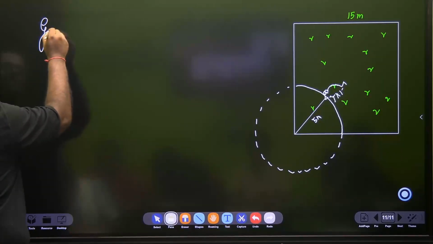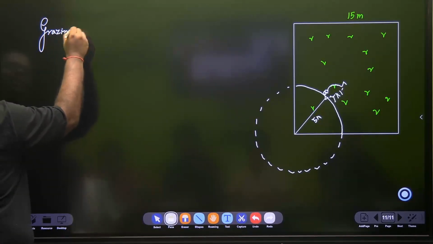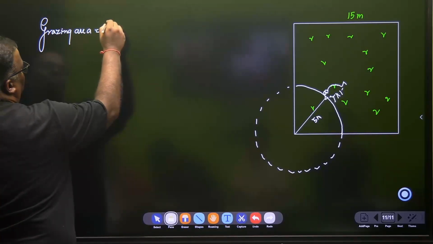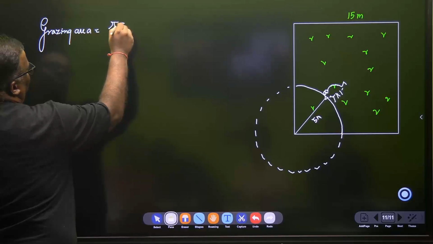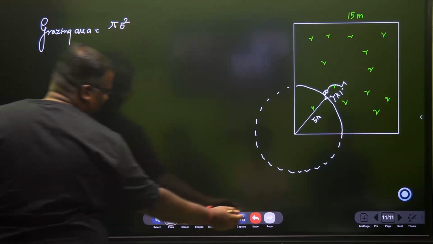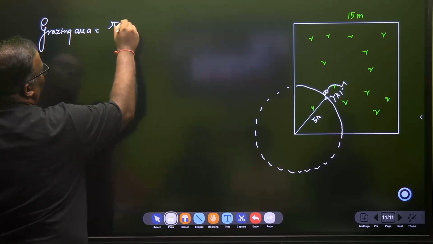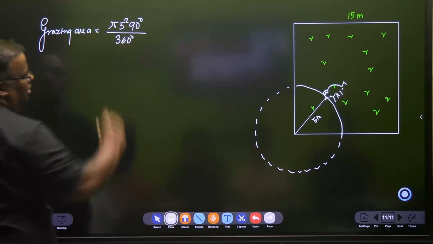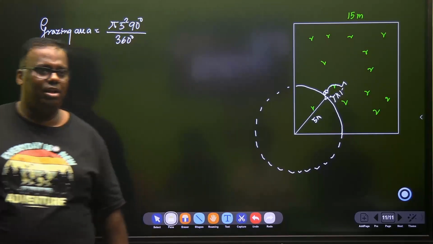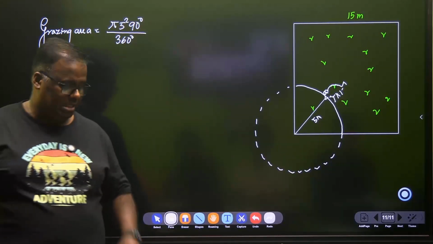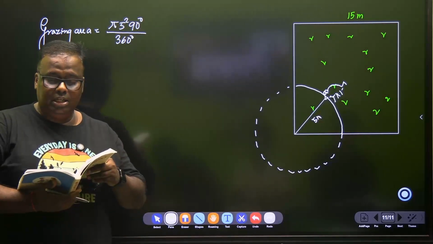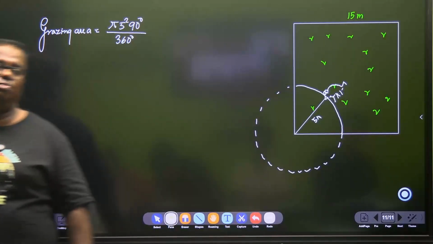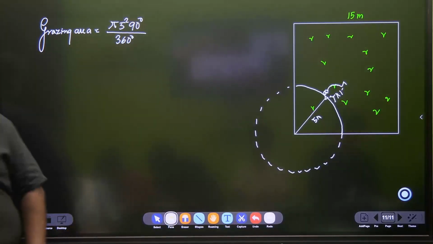The grazing area will be given by pi r square theta divided by 360 degrees. Here r is 5 and theta will be 90 degrees, since it's a square. Then they are asking you the increase in grazing area if the rope were 10 meters long instead of 5 meters long. You can do this too? Okay. Very good.